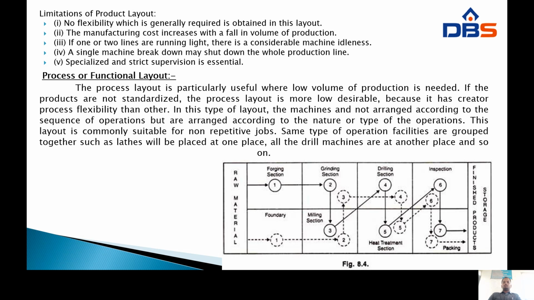Next, process or functional layout. The process layout is particularly useful where a low volume of production is needed. That means the number of units is very small, so we can use the process layout. If the products are not standardized, the process layout is more desirable because it has greater process flexibility than others.